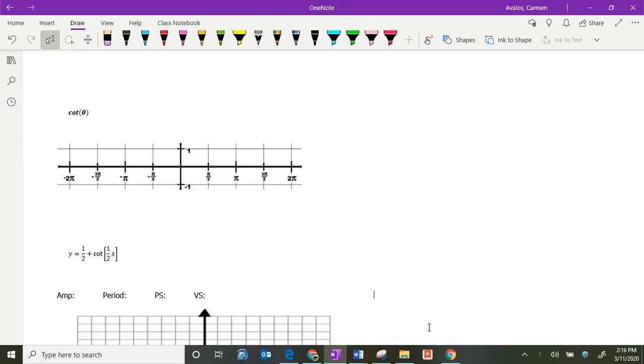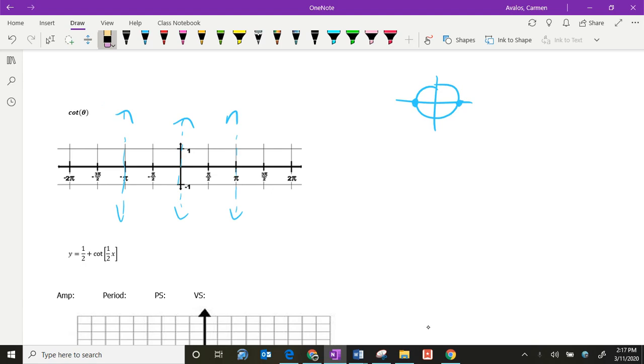So the cotangent parent function, we're going to graph it the same way that we did the tangent. And so we have our unit circle and we have our left hand. So what is the cotangent of 0? So the cotangent of 0 is an asymptote. So we put an asymptote at 0. And we know that happens on the other side as well. So it's going to happen at pi, there's another asymptote, and at negative pi, there's another asymptote.